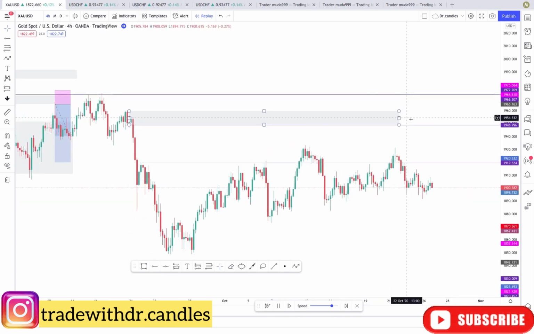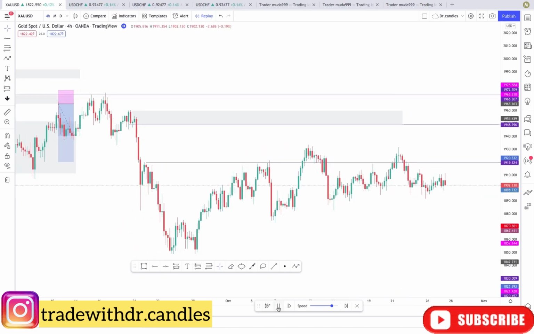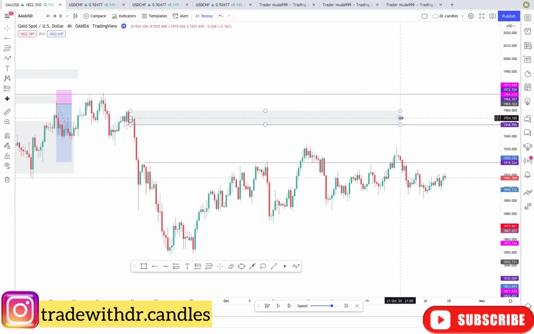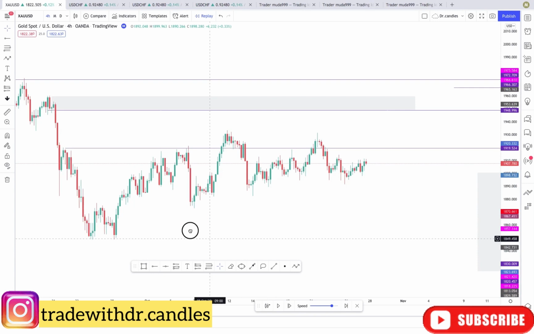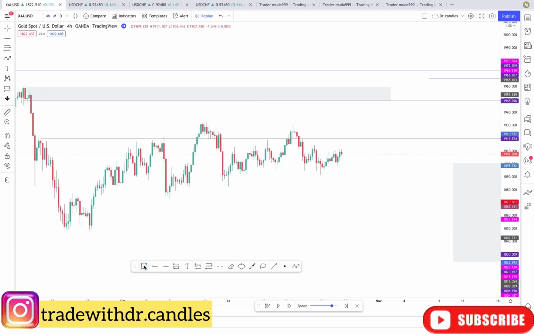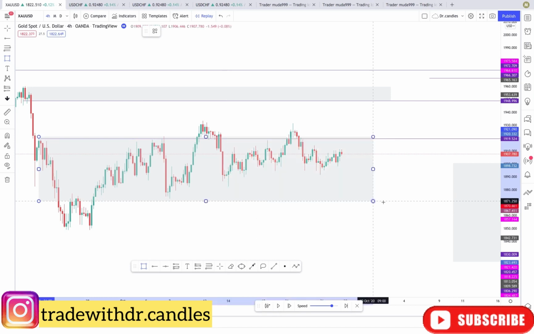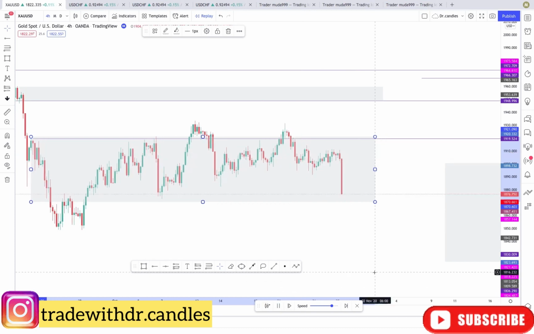Just be extending your zone as the market is moving. You see, the market is still moving within that same resistance pattern.